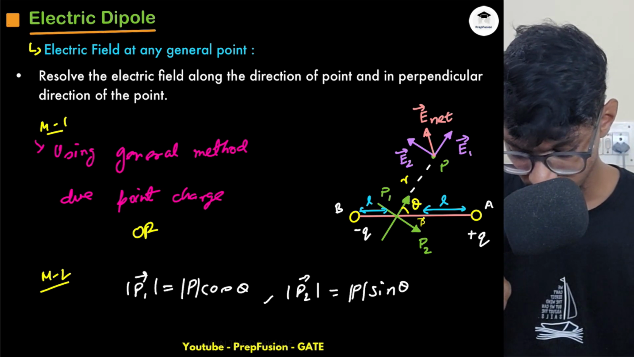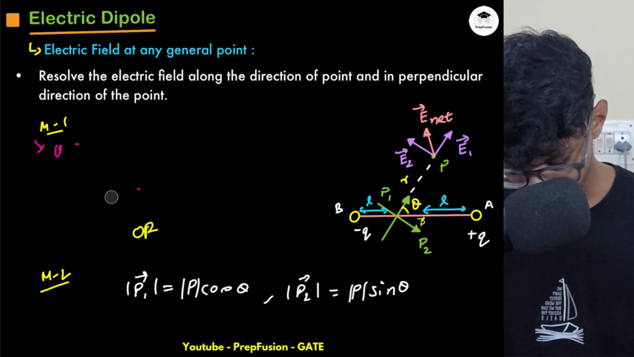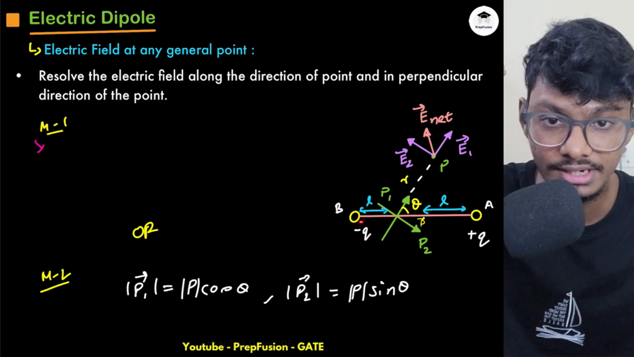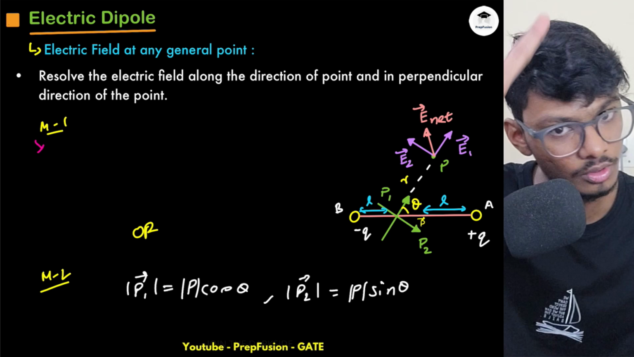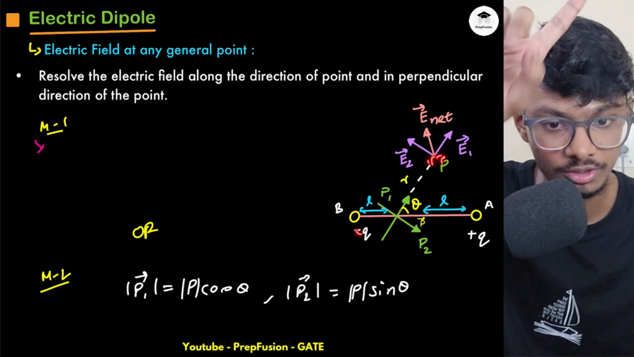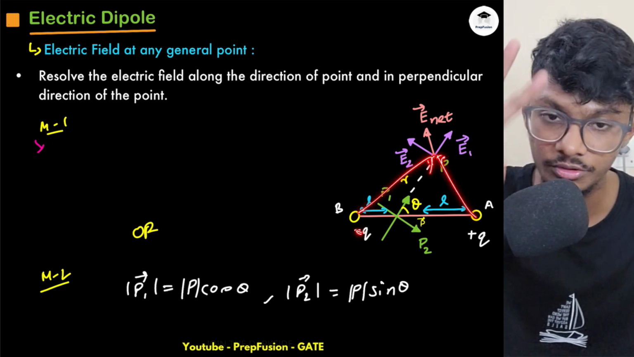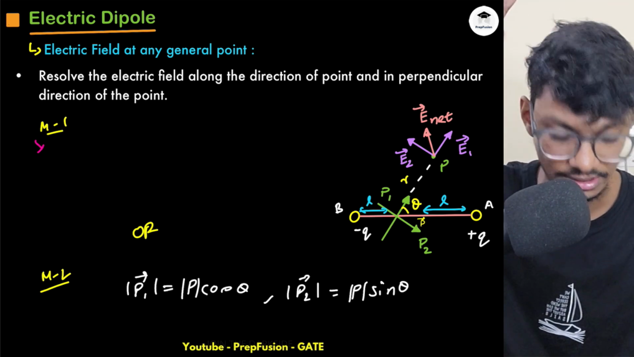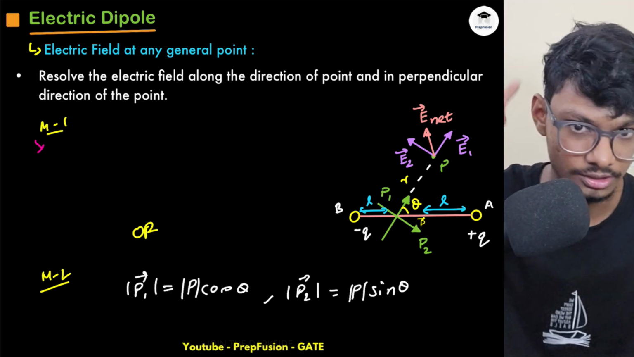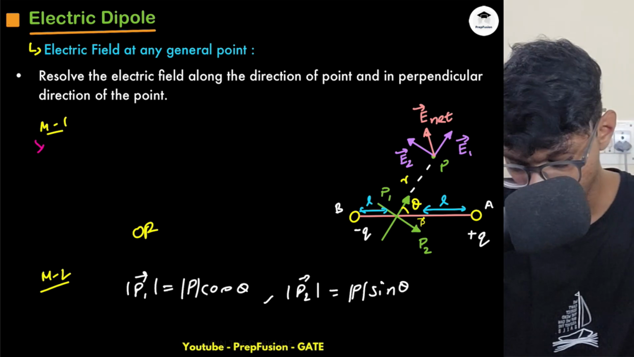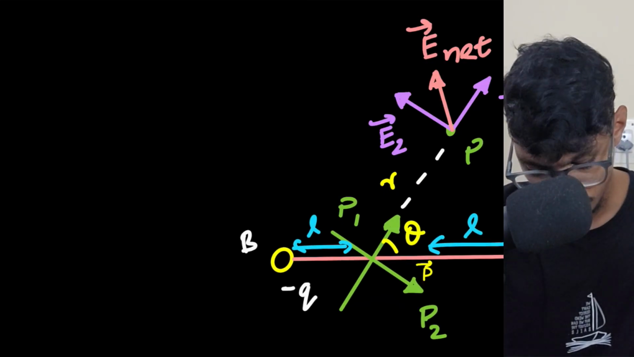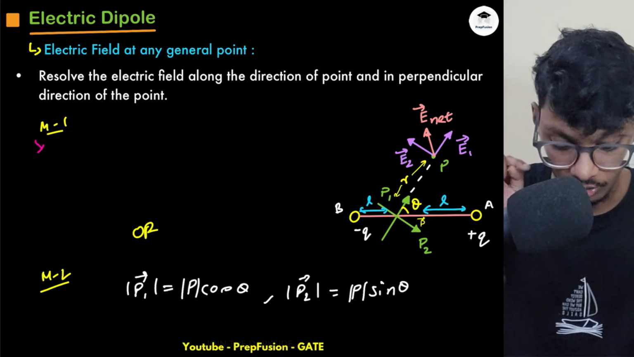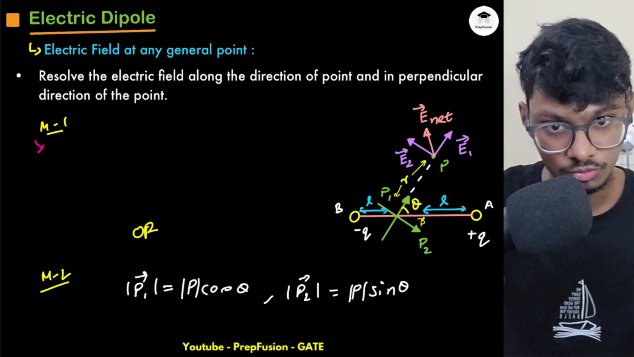So there are two methods to solve this. One is using the general method. What is the general method? Simply write the electric field in vector expression due to a point charge. We know how to compute the electric field at a point due to a point charge. You will compute due to this, then due to this, then add these two vectorially, then apply the approximation that R is very much greater than L, and you will get your answer. But if you don't want to do that, you can use a shortcut. But if you are not able to understand the shortcut, you have to use the generalized method.